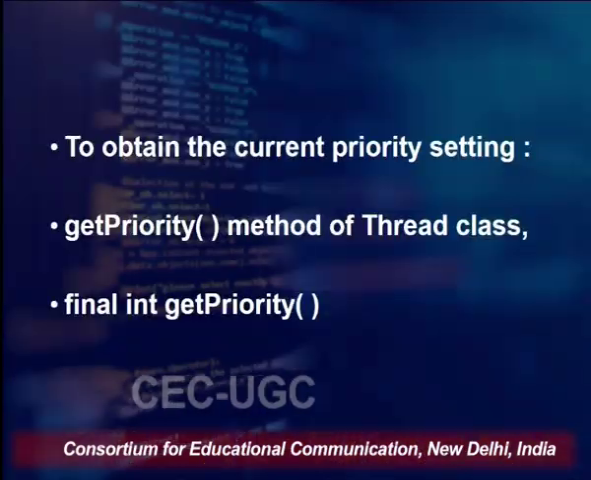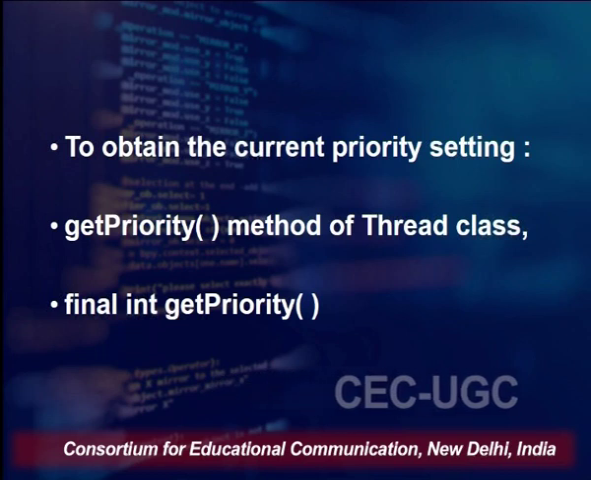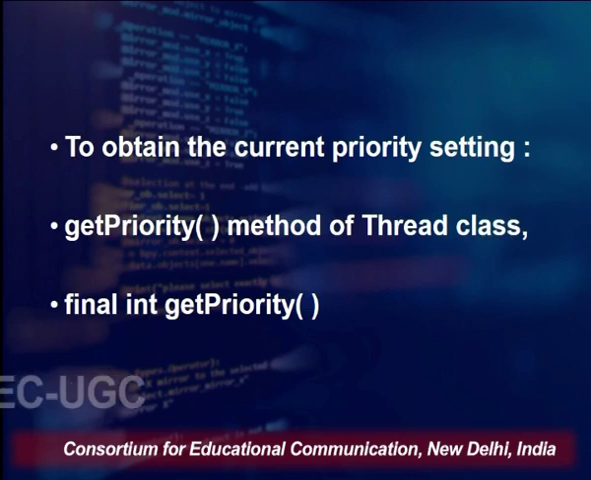So, one method is setPriority, and the levels I have already explained. Another situation is, in order to obtain the current priority, we have the getPriority method. This is of the Thread class, and the general format goes like: final int getPriority. So, getPriority will be called on a particular thread and will return the integer number corresponding to the priority of the thread on which it is called. And again, this is also a final method, so you can't change it.